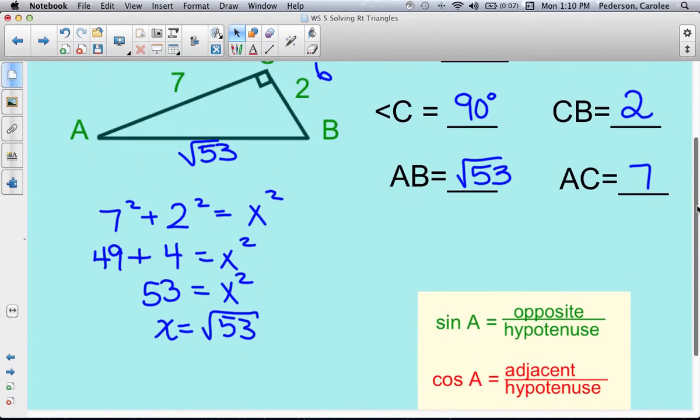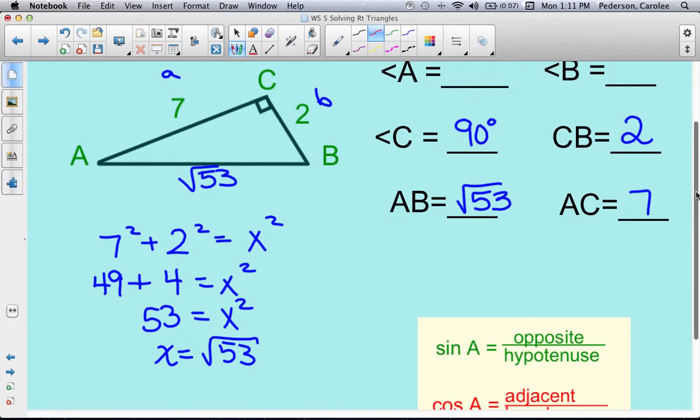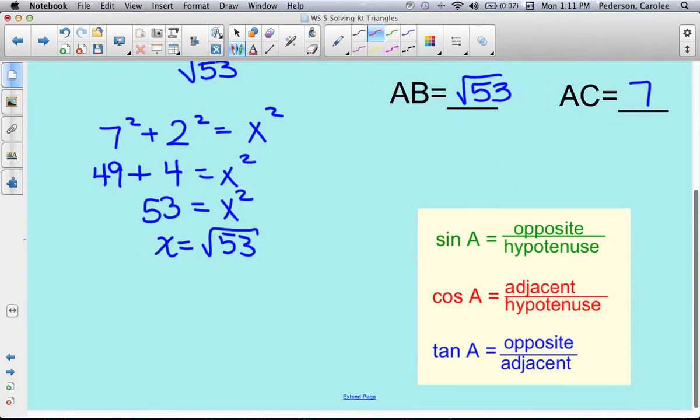All right, so let's start off by finding angle A. So angle A is over here. This is my theta. And I'm going to just choose the 2 nice numbers to work with, 2 and 7. So side 2 is opposite. Side 7 is the adjacent. So which trig function do you use with opposite and adjacent? Tangent. Tangent is opposite over adjacent.